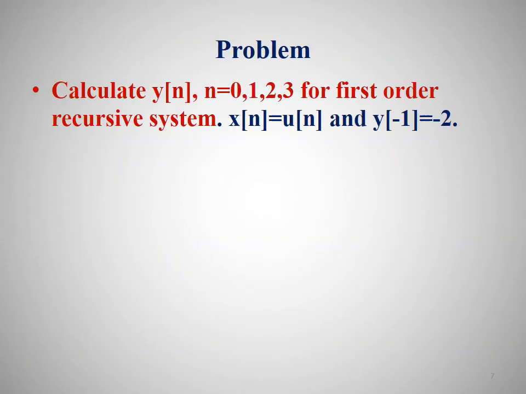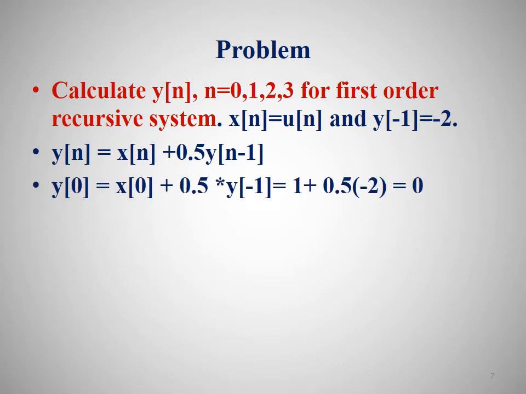Let us go on to a simple problem: calculate y of n at various points, n equal to 0, 1, 2 and 3, for a first order recursive system defined by x of n equal to u of n, and y of minus 1 is given as minus 2. Thus, we get the expression y of n is equal to x of n plus 0.5 y of n minus 1.